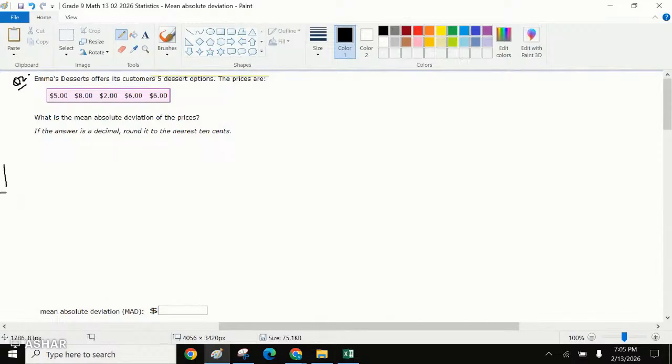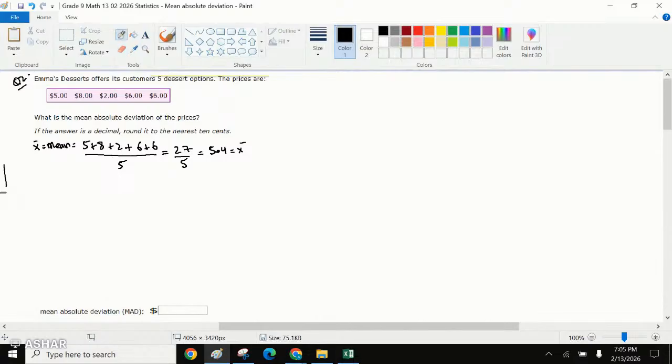We need to find the mean first, and we know that mean can be found by 5 plus 8 plus 2 plus 6 plus 6. How many values were there? There were 5 values. 5 plus 8 is 13, plus 2 is 15, plus 12 is 27, divided by 5. We give it to one decimal place. It comes out to be 5.4, the mean.